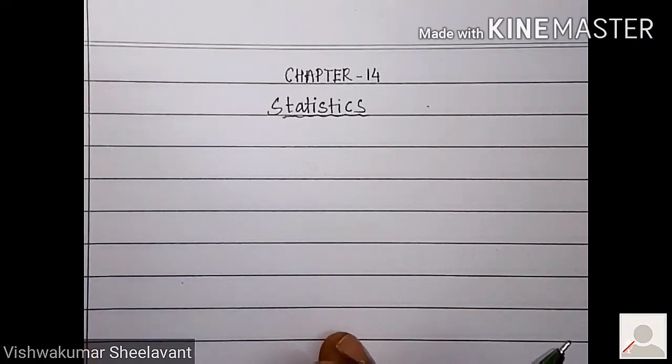By this time, all of you have studied what is data, what is grouped data, what is arranged data, what is secondary data, primary data, etc. in your lower classes, that is 7th standard, 8th standard, and 9th standard.